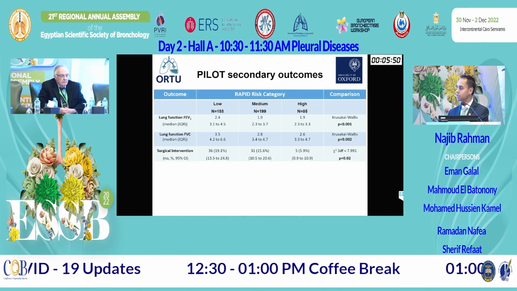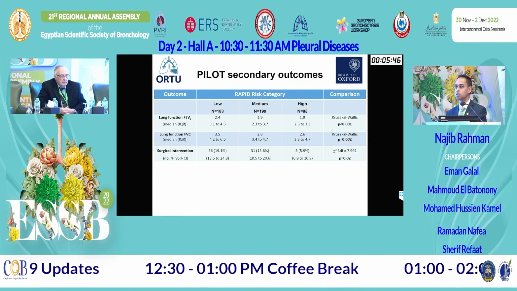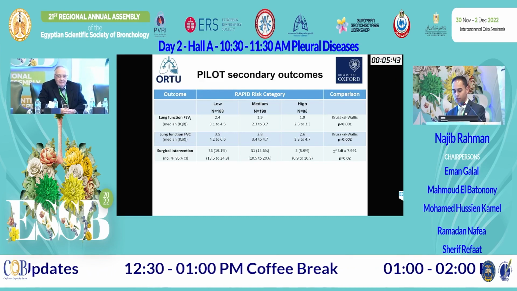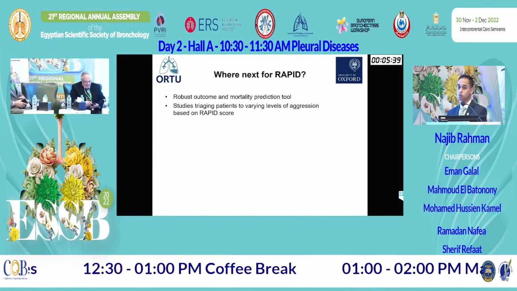And we're operating on young, fit people who don't need it, and we're ignoring the elderly who have a much higher mortality. We need further studies to understand this fully. How do we now use the rapid score? Well, this is a key unknown.